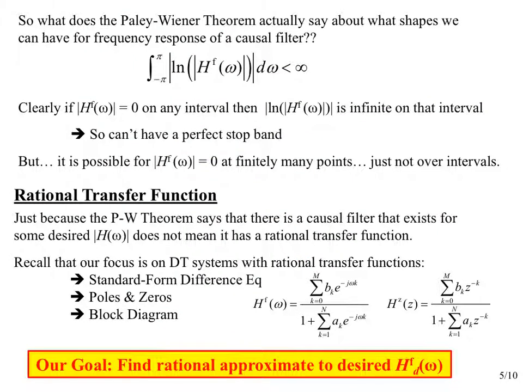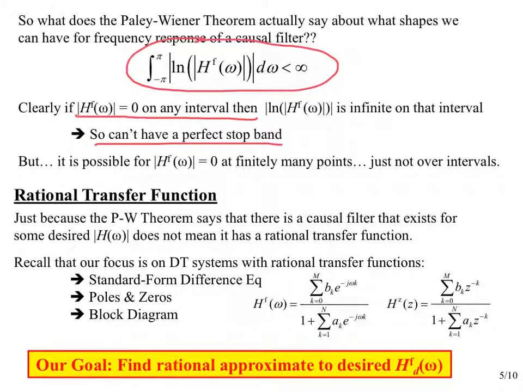Going to the next slide, we delve into this Paley-Wiener theorem just a little bit deeper, and we say, okay, if this is the criteria that must be satisfied, what shapes can we have for a frequency response? Well, as I just said, we cannot allow this magnitude to be equal to 0 on any interval. So we can't have a perfect stop band. There's just absolutely no way to do that.